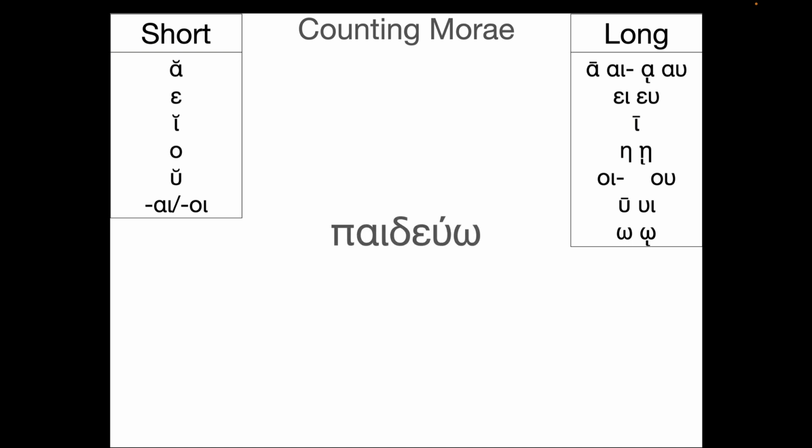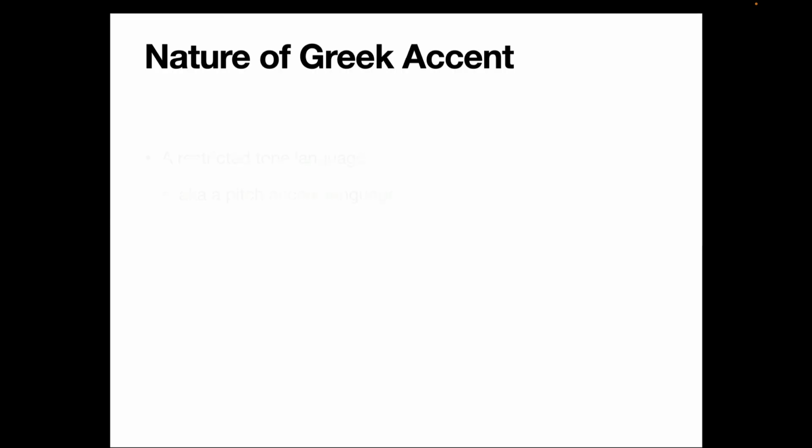Now, I told you never have to count past 4. So in a word like paideuō, the omega, always bimoraic, 1 and 2, the eu diphthong, 3 and 4, and the ai diphthong has 5 and 6. But we don't care about 5 and 6, and I'll never show you 5 and 6 again. 5 and 6 just are irrelevant to the accentuation of ancient Greek. So like I said, you will never need to count past 4.